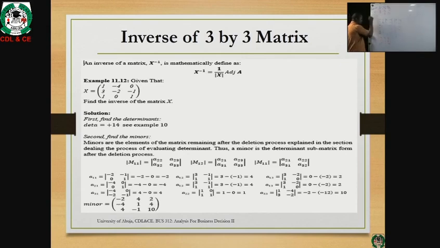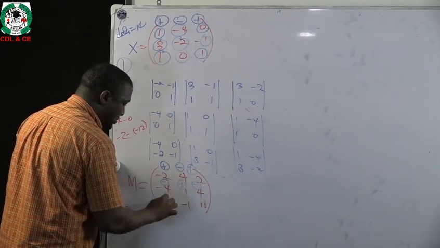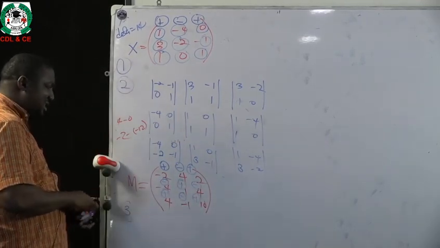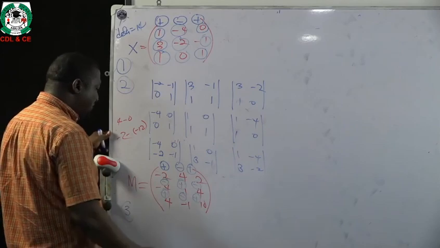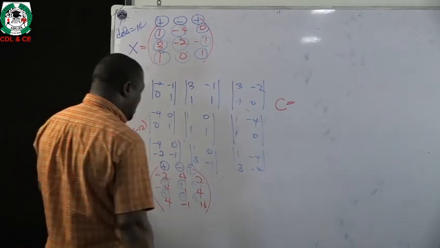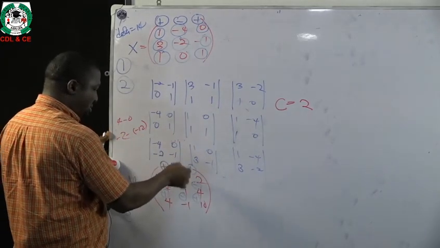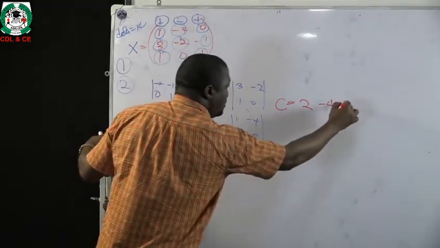This is step 2. To get the step 3, we introduce signs here. Plus, minus, plus, minus, plus, minus, plus, minus, plus. We alternate the signs. Then eventually, if we multiply them by the signs, what we have here will become the cofactors. The cofactors will become plus times minus. We still have 2. Here is minus times this 4. We have minus 4. Plus times this 2, we have 2.